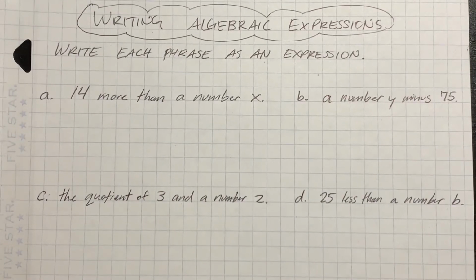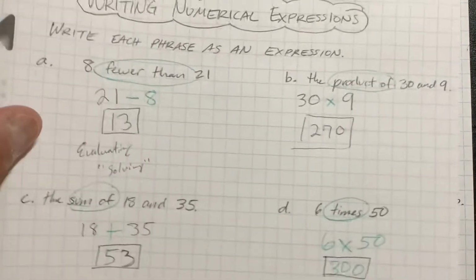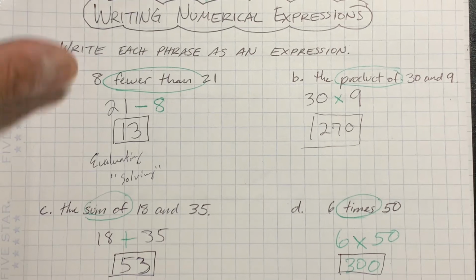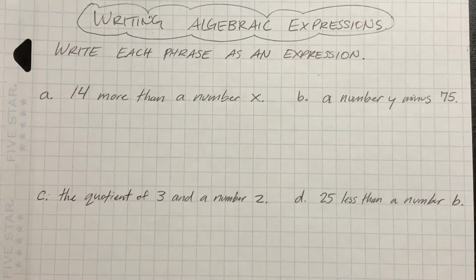All right, for this example, we're going to write algebraic expressions. The only thing that's different between numerical expressions and algebraic expressions is that numerical expressions have nothing but numbers. There are no alphabets, no letters. But with algebraic expressions, there are alphabets and letters. So let's look at this one.